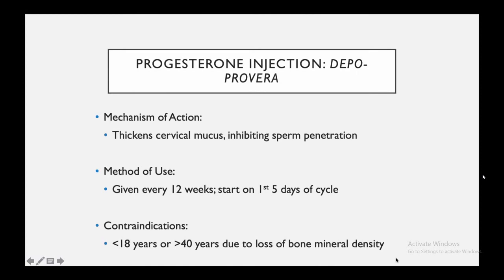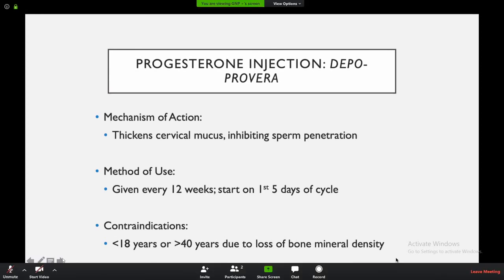So as you can tell, it lasts for 3 months. You obviously have the same hormonal side effects. And in terms of your period, they can basically become irregular. They could actually be prolonged and or stop entirely. In terms of the contraindications, it's important to note that age, if you're less than 18 or greater than 40, it's an absolute contraindication due to the risk of osteoporosis.